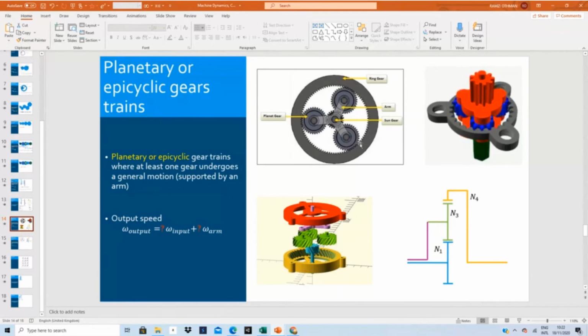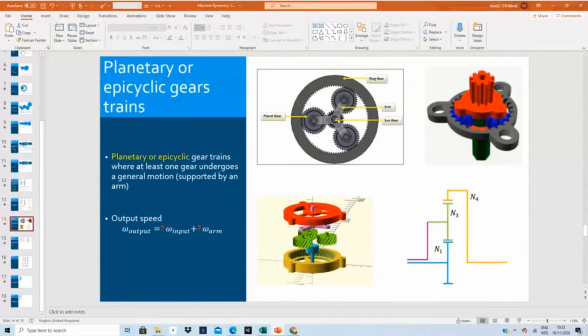Now, a typical planetary gear train is shown here. What you see in the middle here is a toothed gear, the central gear. This gear is called the sun gear. The sun gear has fixed axis rotation. I can put here so many planets, but it's only this contact that I'm interested in. I will be interested only in one arm.